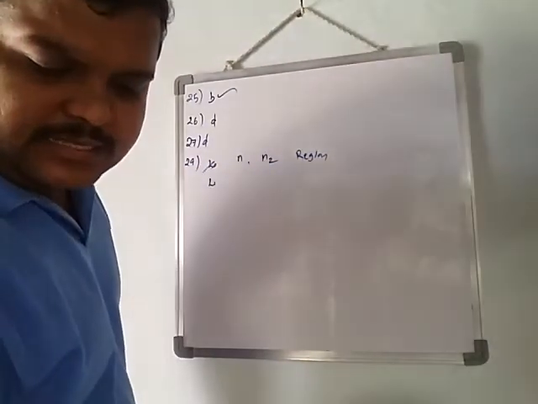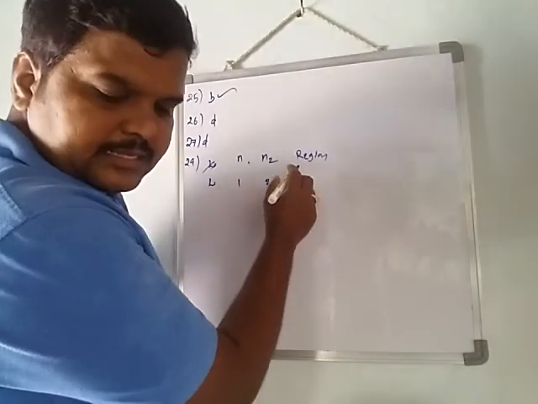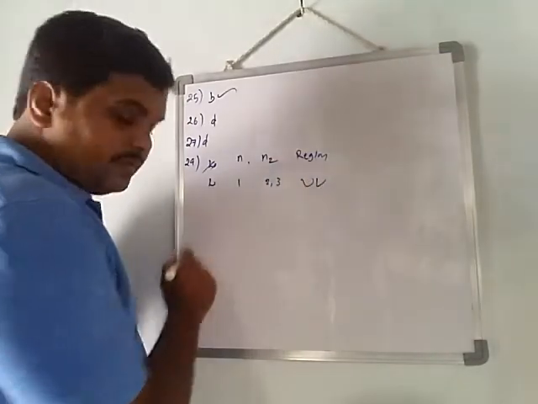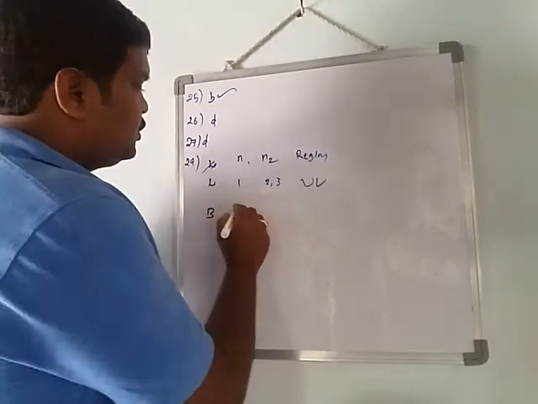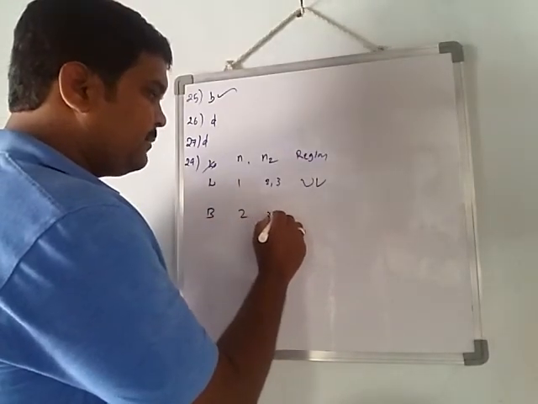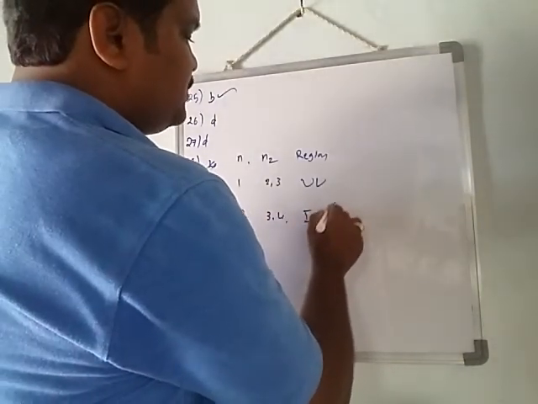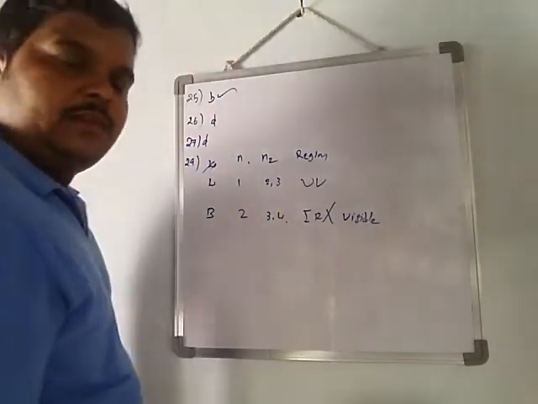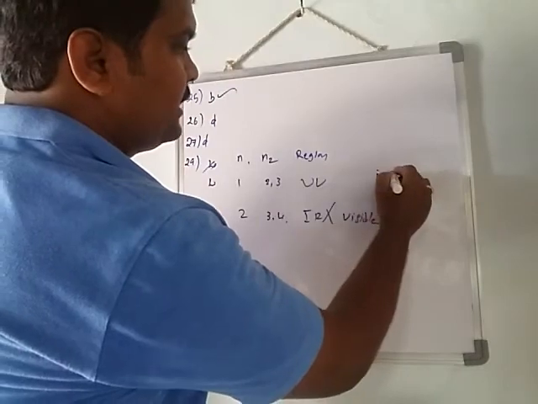In the Lyman series they have given 1, 2, 3. That is ultraviolet. Correct. Next, the second option, Balmer. Balmer 2, correct. N2 is 3, 4, correct. But the region they have given is IR, infrared. Actually this is not IR. This is the visible region. Yes or no? So this second option is the wrong one.